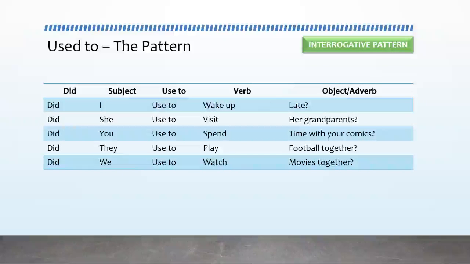The next one we have is the interrogative pattern. Like other patterns of the tenses in English, we have to put the auxiliary of the sentence at the beginning. So, "Did I used to wake up late," and so on, until "Did we used to watch movies together?" And please remember, because you have already used "did," the "used to" here does not need the d anymore.